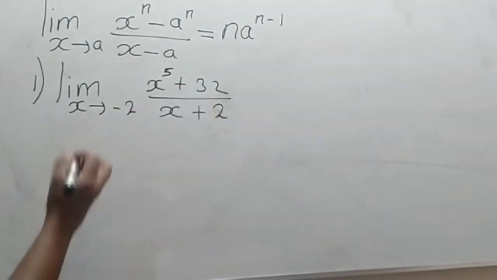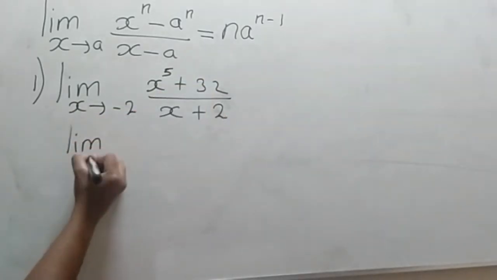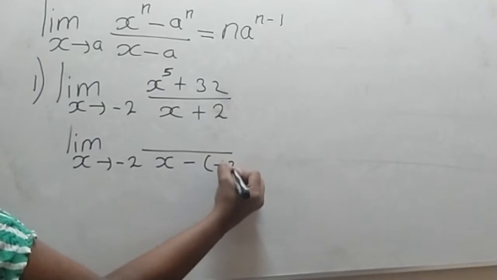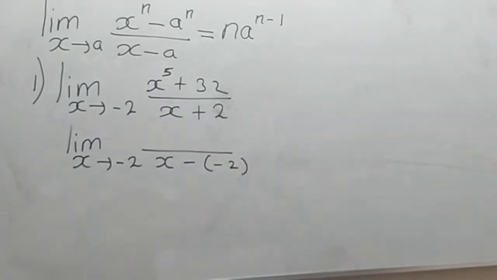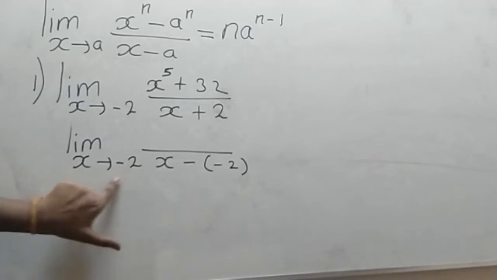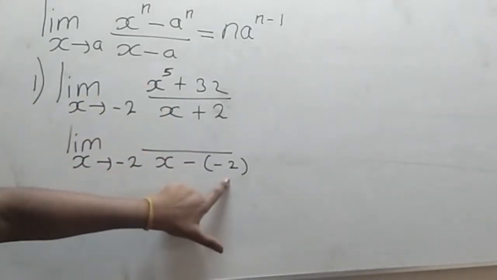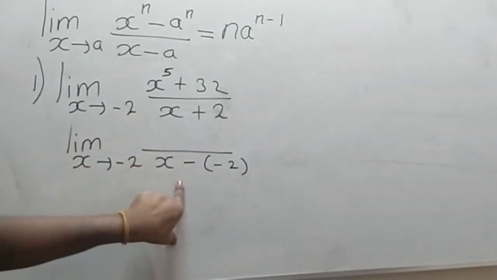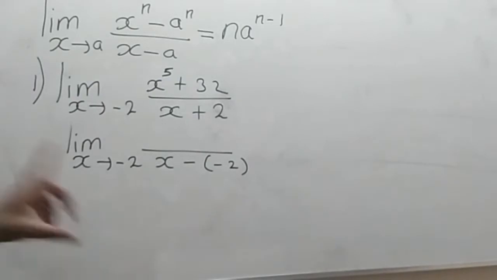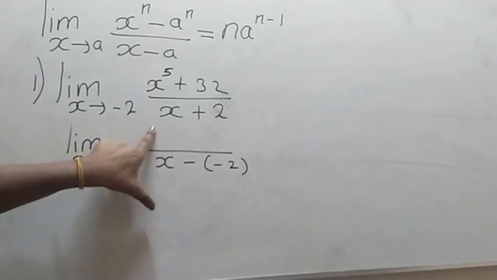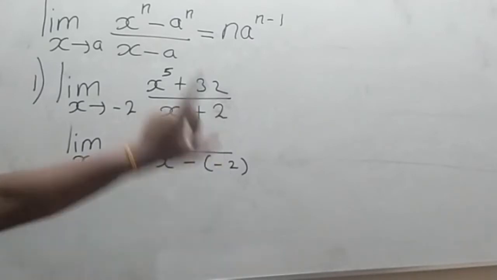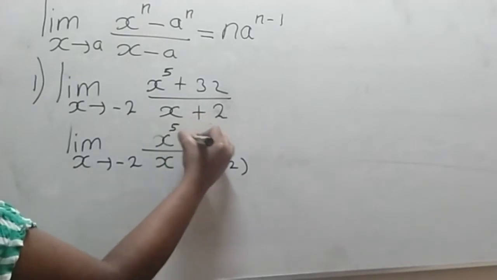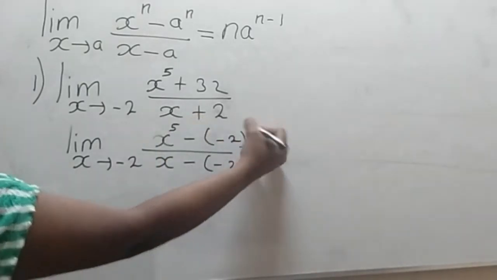Then we can write this as limit of x tends to minus 2. Here we can write x minus of minus 2. We can write it like this, yes, because here a is minus 2, so in the place of a, I should have minus 2. So here there is plus now, then I should put a minus, then minus into minus is plus. We are getting into this format also. So similarly, here x means here also x. Here minus 2 means here also minus 2, to the power something, n. Then here I can write x to the power 5 minus of minus 2 to the power 5.